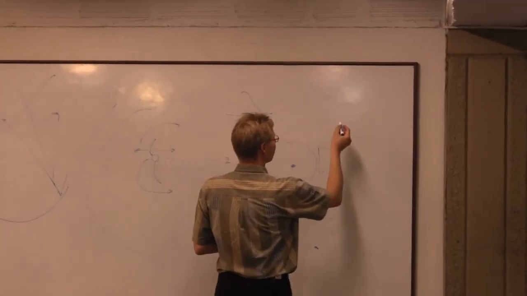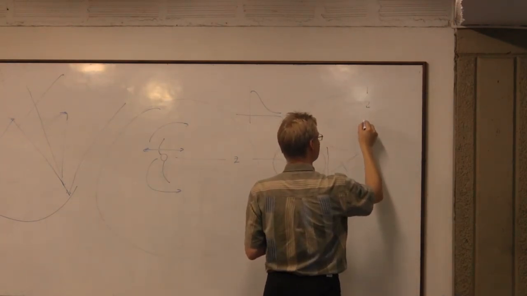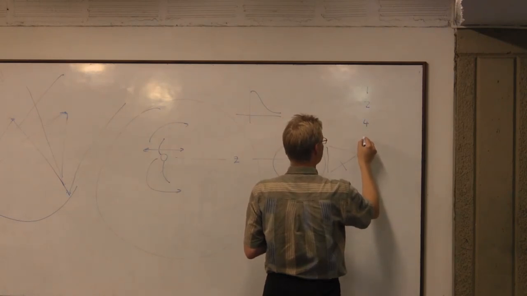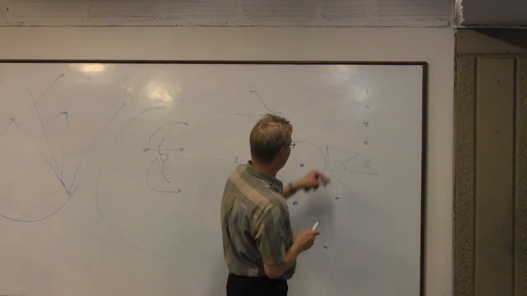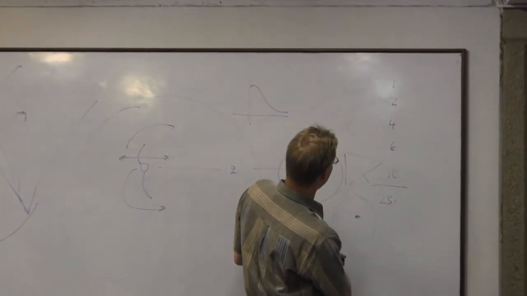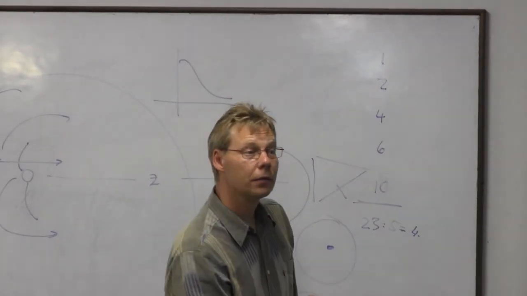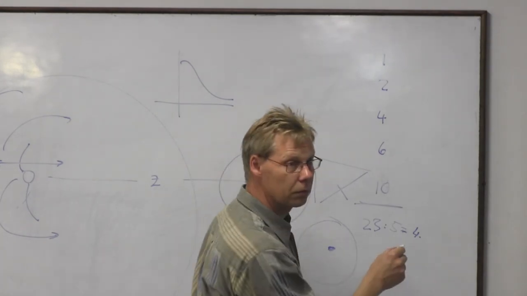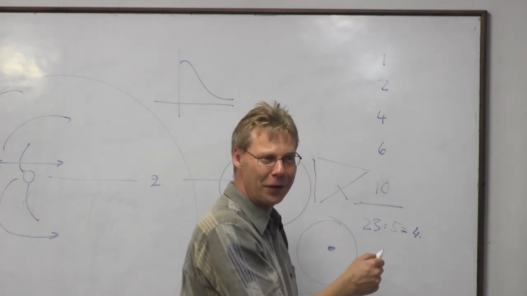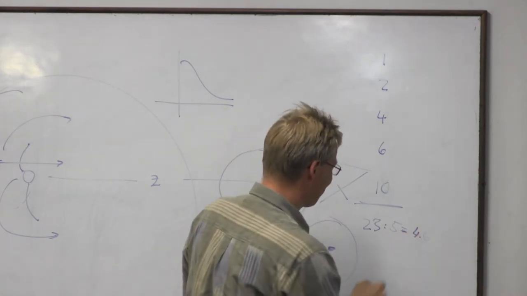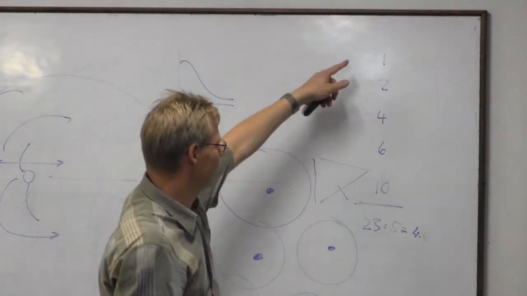Right? So let's say you make a measurement and the numbers are... I'm running out of space here, but okay. Let's say you measure 1, 2, 4, 6, 10. Okay? So what's the average? The average is 23 divided by 5, which is whatever, 4.1. Sorry? 4.8. This is not a matter of opinion. 4.6. Okay.